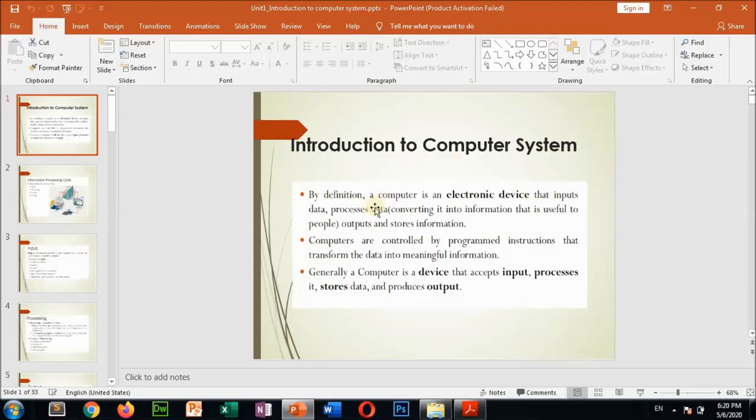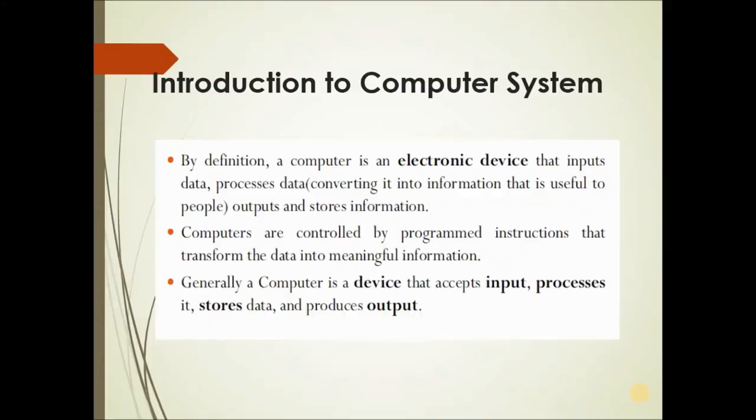Introduction to computer system. By definition, what about a computer? What do you know? A computer is an electronic machine which is used to perform any specific task that accepts instructions or inputs from the user, and it gives user defined output. Okay, computer always accepts the instructions or inputs from the user.